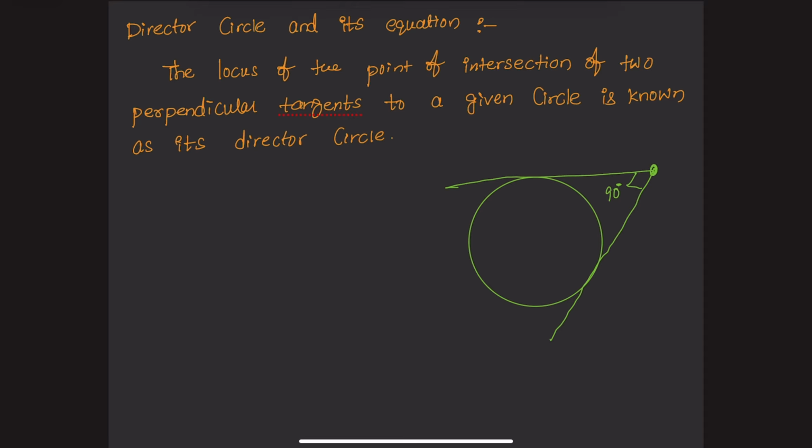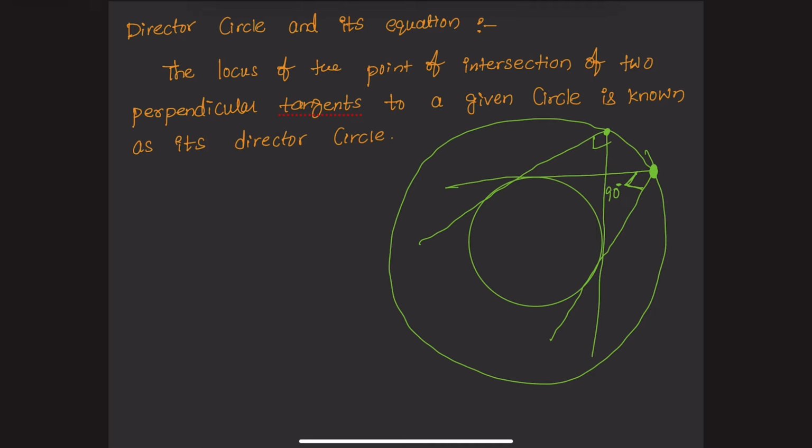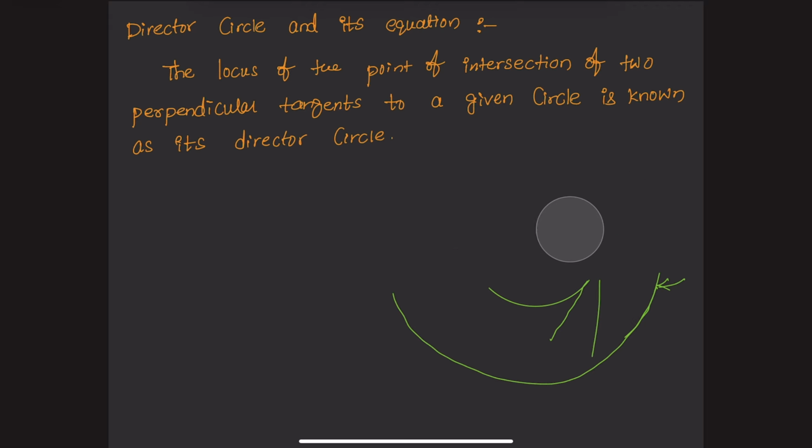So the collection of all such external points from which you can draw two perpendicular tangents to the circle. You might get one more point here from which you can draw this kind of perpendicular tangents. So the collection of all these points will form a circle, and that circle is called the director circle. We will prove that the locus is a circle and the name given to the circle is director circle. We will also find out the radius of the circle. Alright. So let us proceed.